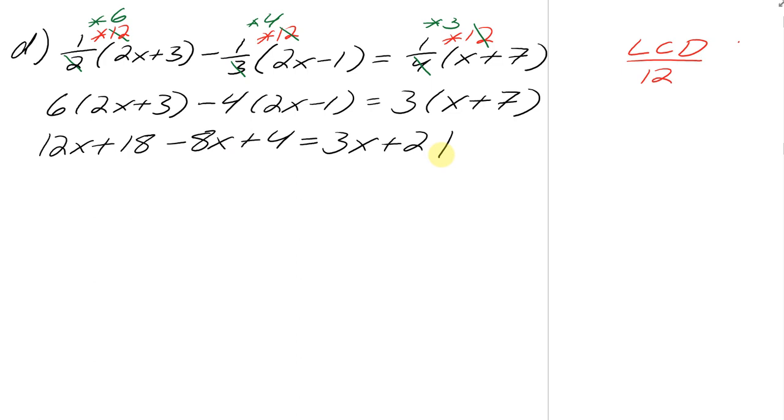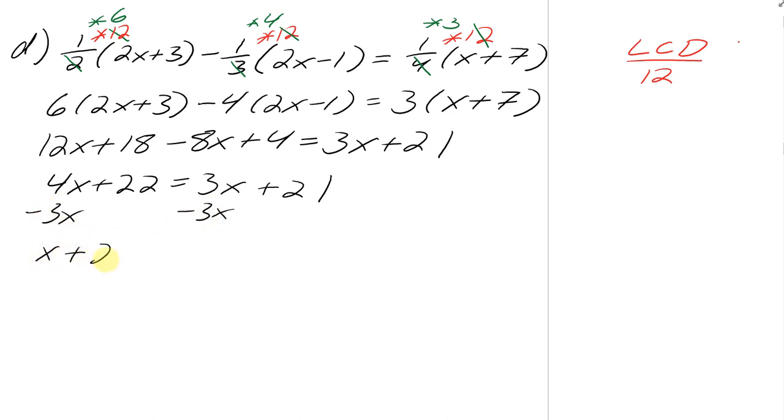So from here I can distribute, so I'll go ahead and do that. And now I can collect my like terms. And now I can go ahead and subtract the 3x from each side. And then I can subtract the 22 from each side. So ultimately I get x equals negative 1, and that'll be my solution.